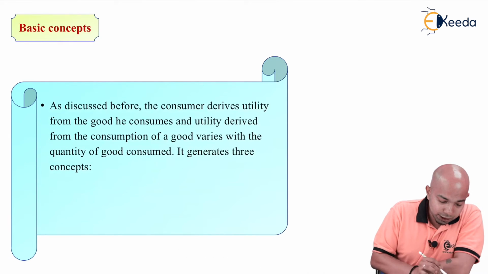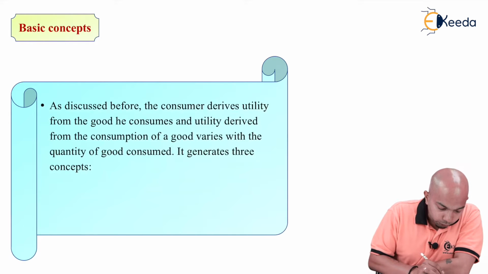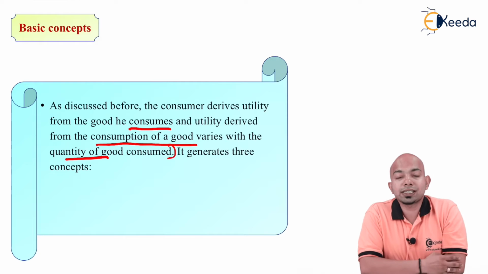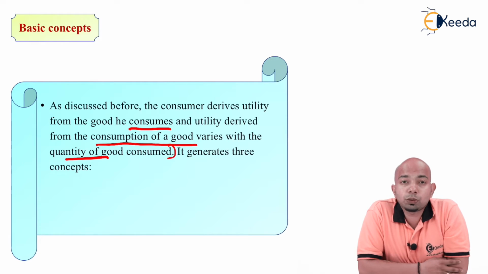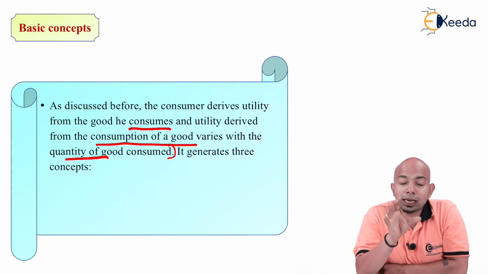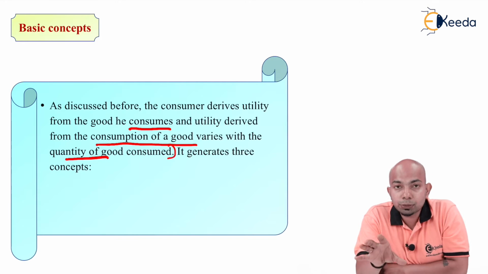As discussed before, the consumer derives utility from the goods he consumes, and the utility derived from the consumption of a good varies with the quantity of goods consumed. It generates three concepts. The utility, or the satisfaction, that a consumer has is derived from the product that he consumes and in what quantity that consumption is done.